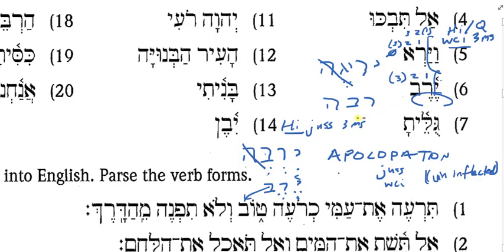So how would I translate that? Let, 3ms, let him, Hifil rava, let him what? Multiply. Or let him increase someone or something. Add to it. All right? So that's the form. Now, grab your weak verb paradigms. These are tricky, right? So let's just take a quick look and see if we could get help from our weak verb paradigms.